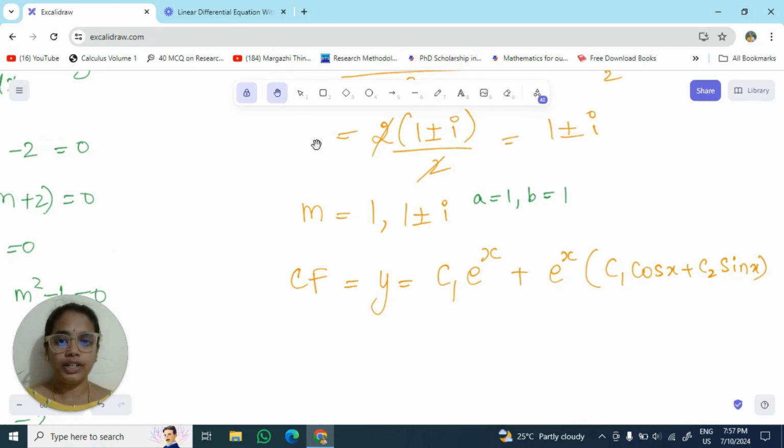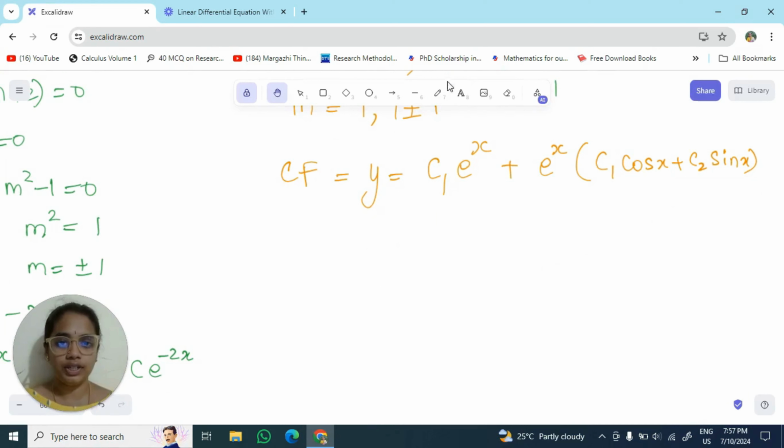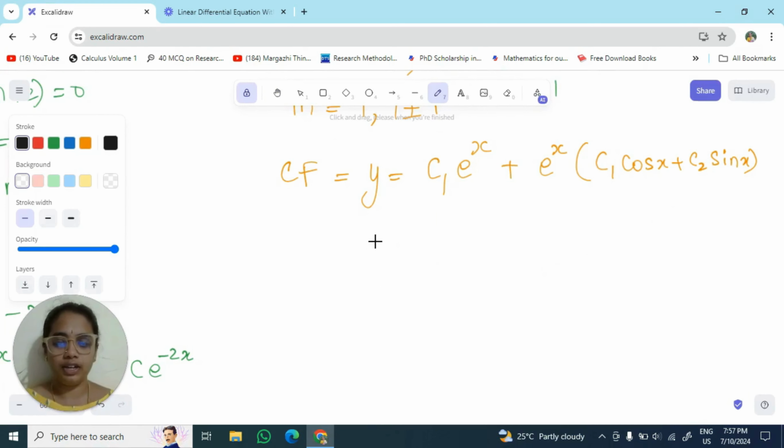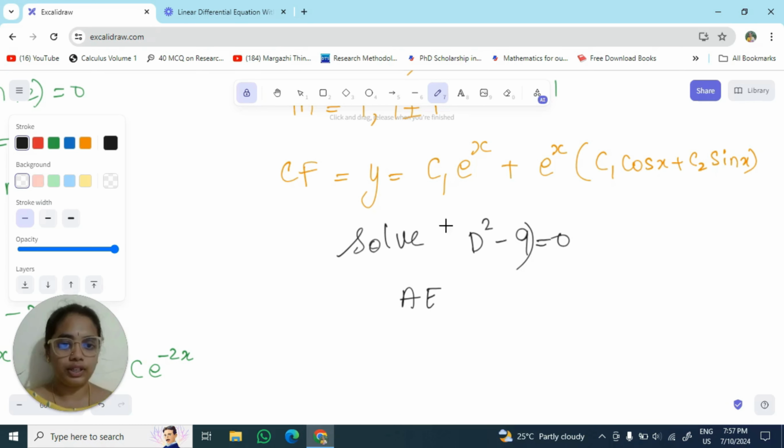Okay, now let us move on to our next question. Say for example we have solve (D square minus 9) whole thing into y is equal to 0. They can also give it as z. Okay, you just write the final solution. CF is nothing but z is equal to.